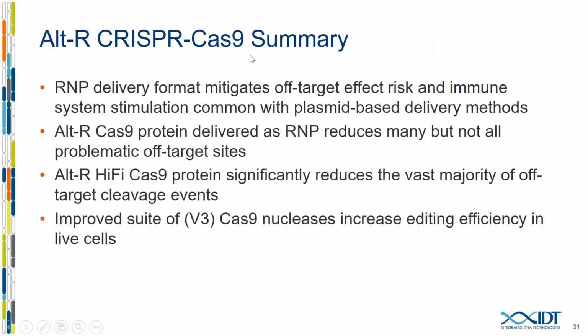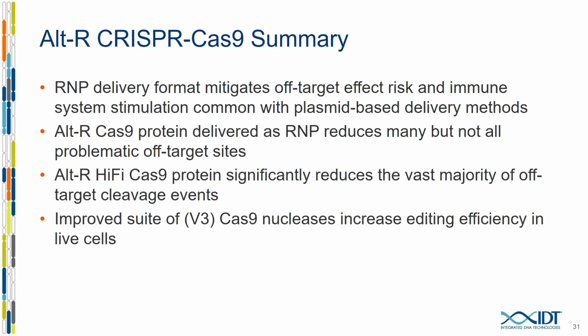So just to summarize this section, you can use RNP delivery as a first measure to mitigate off-target risk and avoid immune system stimulation and toxicity that's experienced with plasmid-based delivery methods. You can use it to mitigate off-target risk, but there's always the risk there are going to be persistent sites. And we're recommending that you use the Alt-R HiFi protein to sort of clean up the rest of these off-target cleavage events.